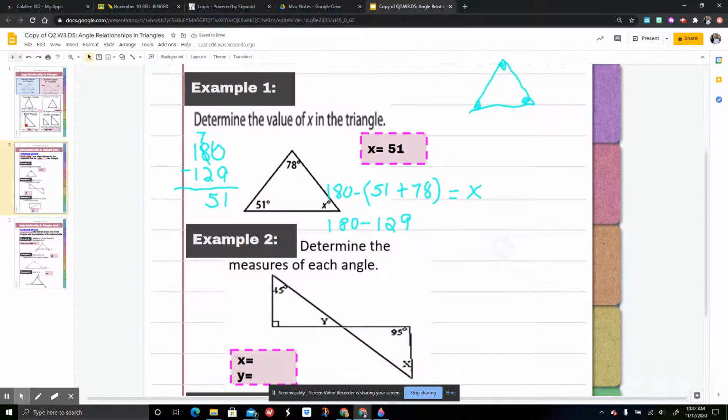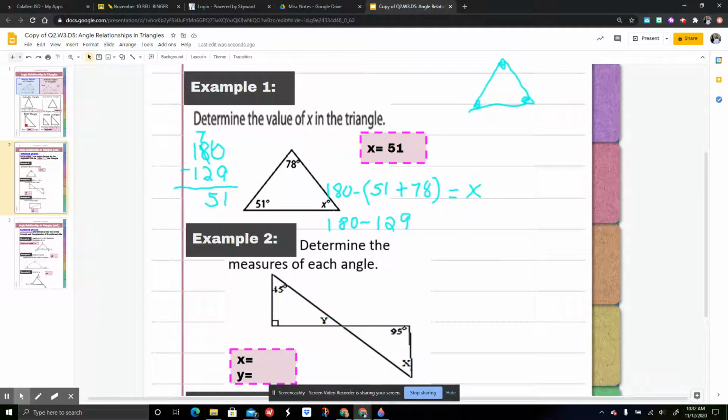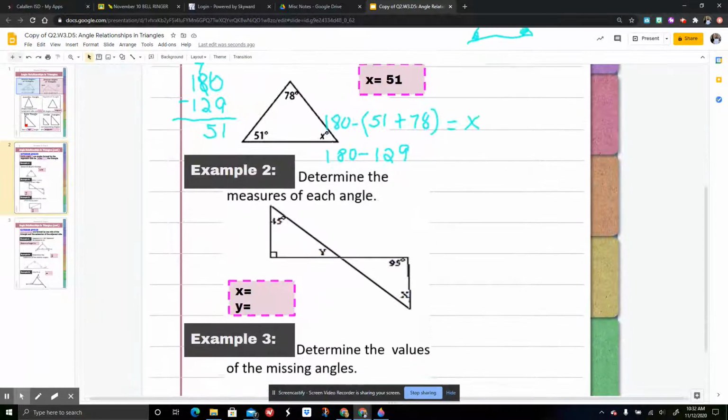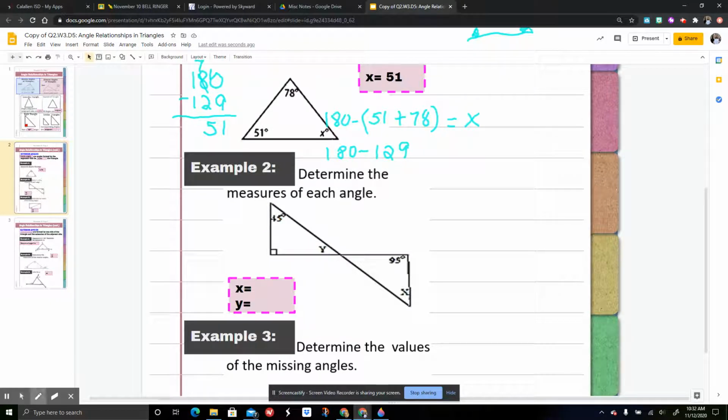Example 2, determine the measures of each angle. So in this one, you're going to have to pull some knowledge from yesterday. But we're going to start by looking at this first triangle. We know this angle is 90 because there's a little square inside of it. It's a right angle. And we know this angle is 45. So to find y, we're going to do 180 minus the sum of 45 and 90.